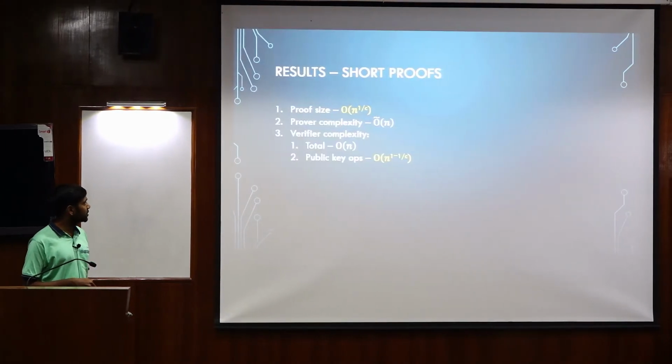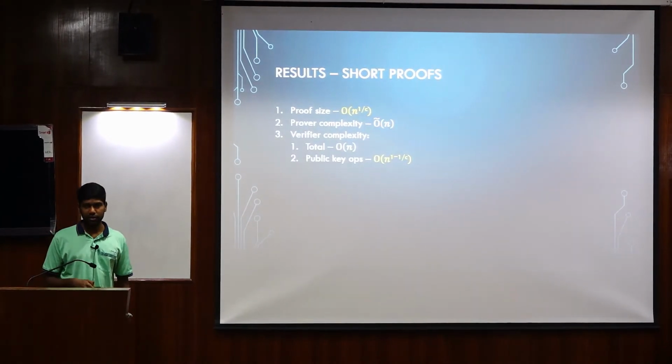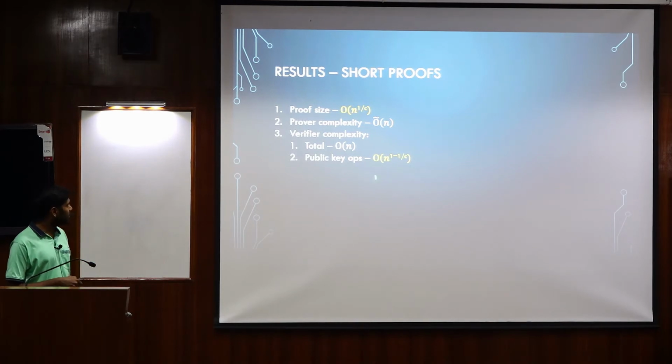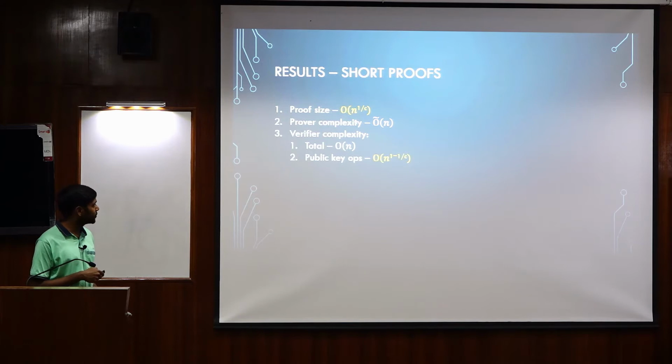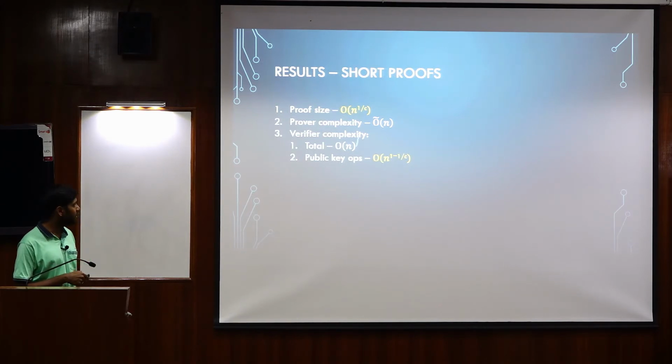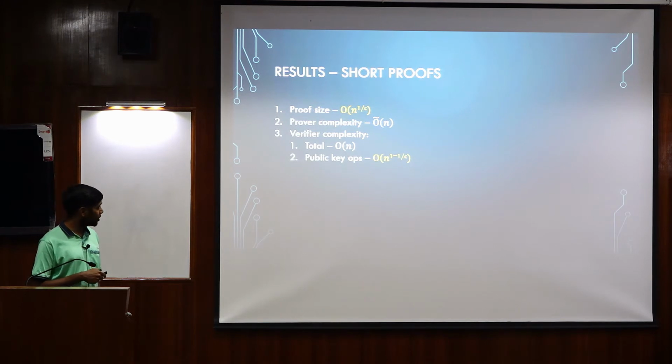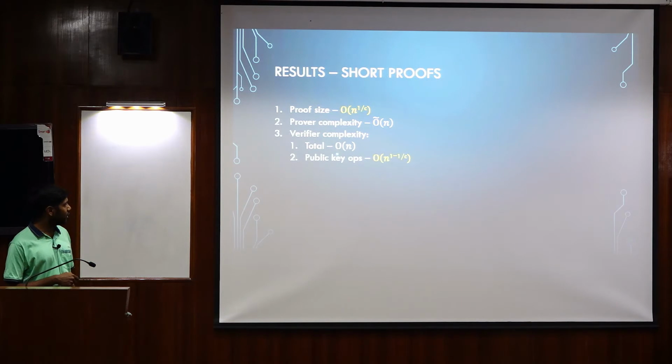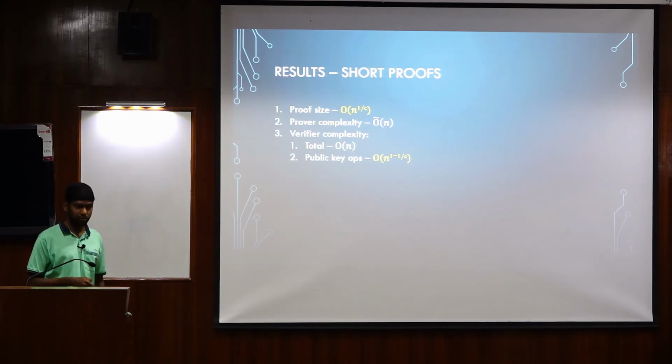So just to summarize the result in one or two slides, we have two protocols. One gives a proof size of, the single proof version gives a proof size of n to the 1 by c, where n is the number of gates in the circuit for some arbitrary constant c, and the prover complexity is n log n. And also the verifier complexity, it's a protocol based on public key operations, and the total asymptotic complexity of the verifier is O of n, but the public key operations are slightly less, n to the 1 by c.